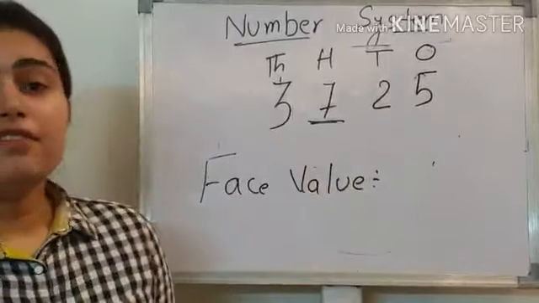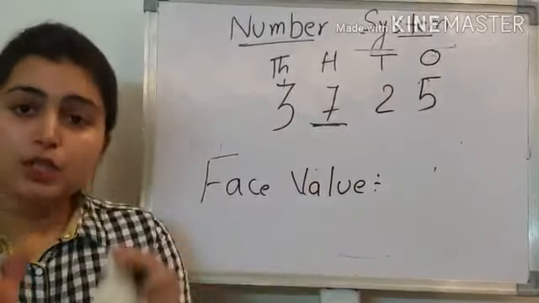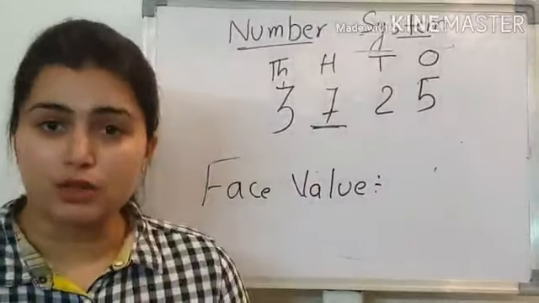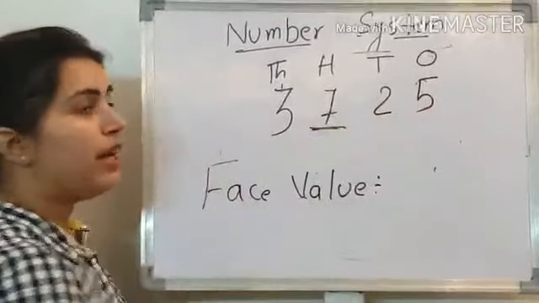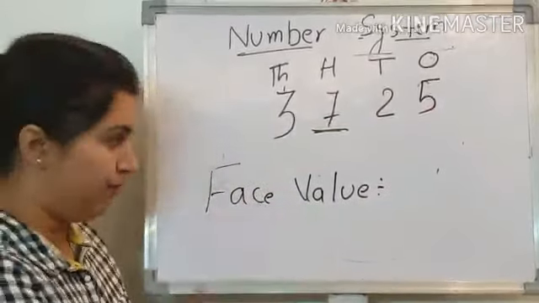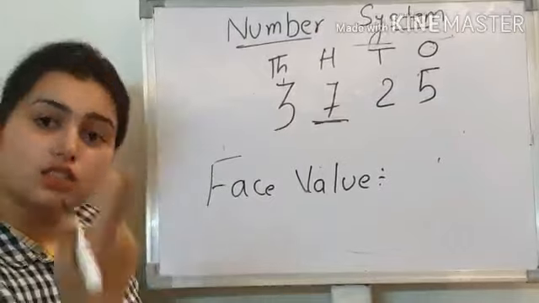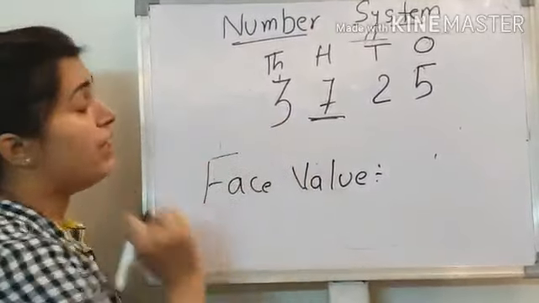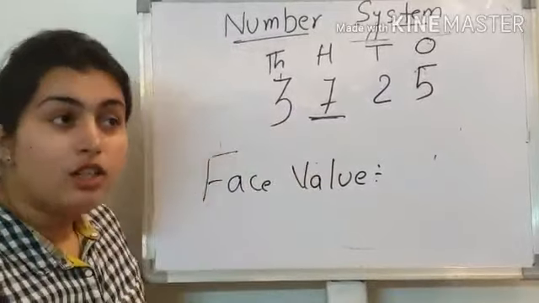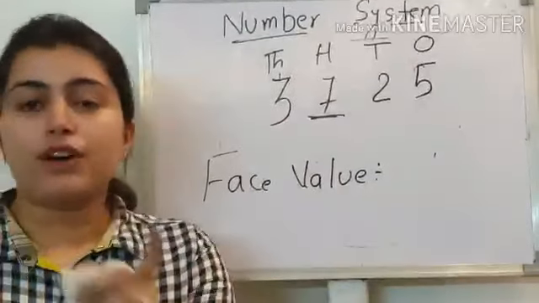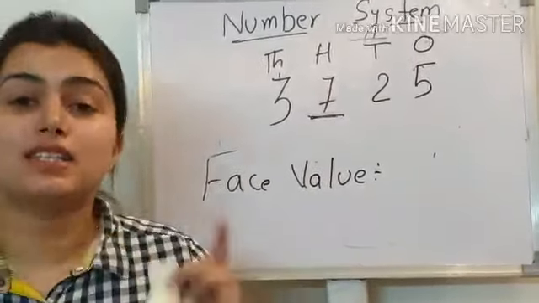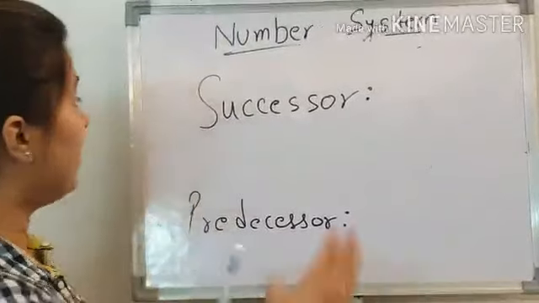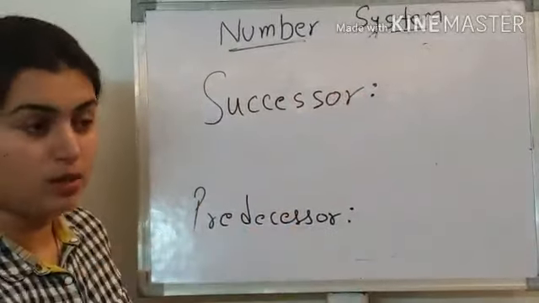Okay students, whenever you have to find out the face value, like the face value of 5 is 5. The face value of 2 is 2. The face value of 7 is 7. And the face value of 3 is 3. So the face value of a number is the number itself. Now the next is to find the successor and predecessor.